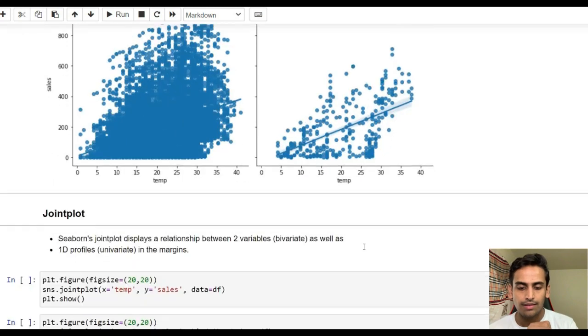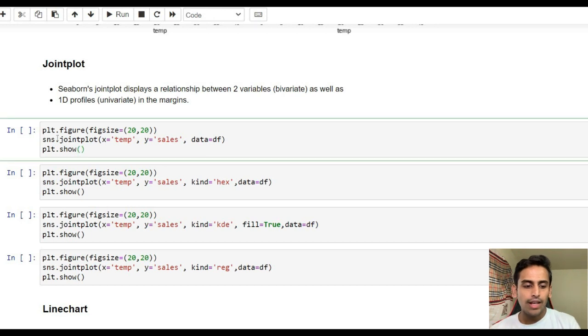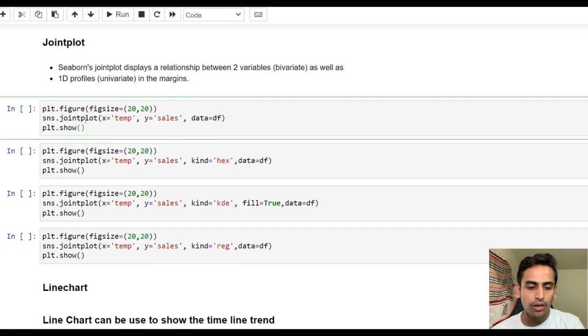So the next plot we are learning is a joint plot. A joint plot is a very interesting plot. In one graph you can see two different kinds of analysis: one for bivariate analysis and another for univariate analysis. So let me run it. In the sns package we have a function called jointplot. Let's say I'm doing the same thing: on the x-axis I'm plotting the temp, and on the y-axis I'm plotting the sales.